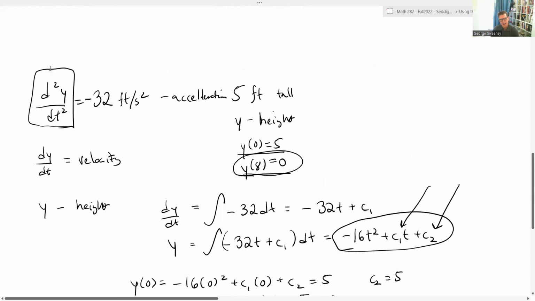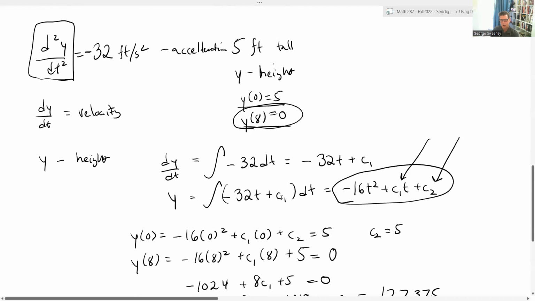We notice that d squared y dt squared is the acceleration due to gravity. The first integral away from the acceleration is the velocity, and take an integral again, and I end up with height. Because if y of t is height, its first derivative is going to be its velocity, and its second derivative is acceleration. So in order to take the acceleration equation to the height equation, you've got to take that integral twice: once for the velocity, once for the height.